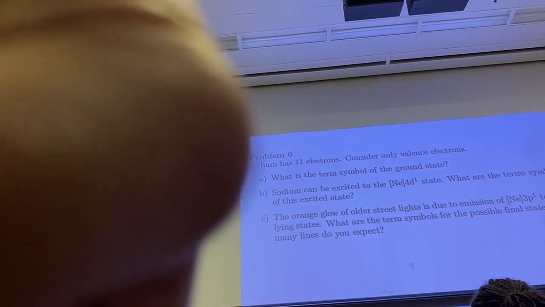So I have one electron and it sits in an s orbital, and I'm asked to determine the term symbol for the ground state. Alright? So, good job. Can I do that?